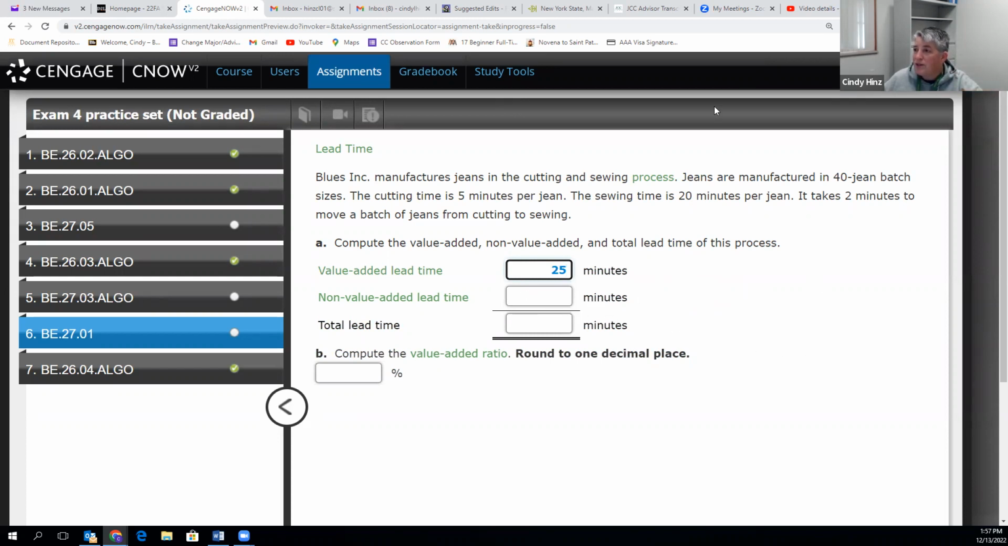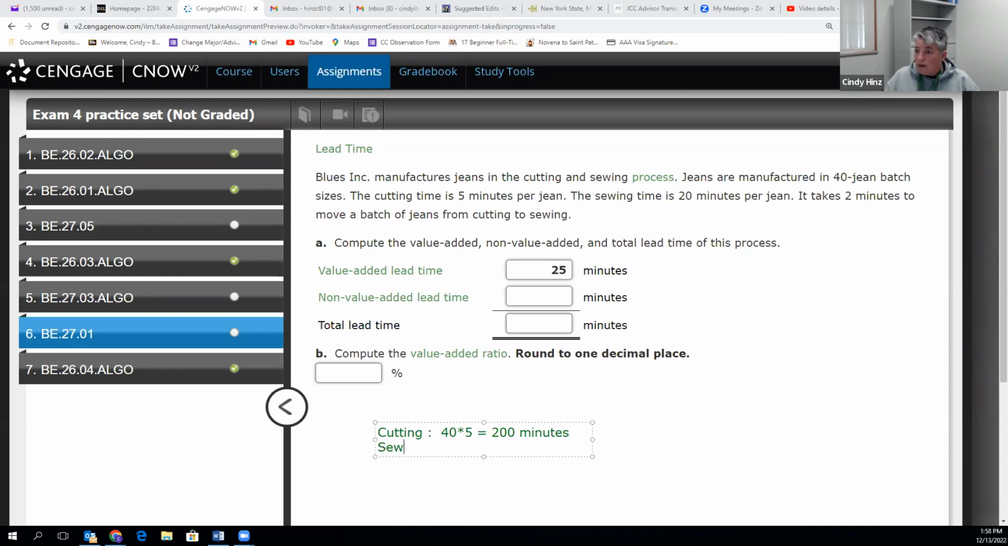We do this in batches of 40. My annotation tool back up here. And so let's think about how much time it takes for cutting. It's 40 pairs of jeans, each of which takes 5 minutes. So that's a total of 200 minutes that the batch sits at the cutting process.